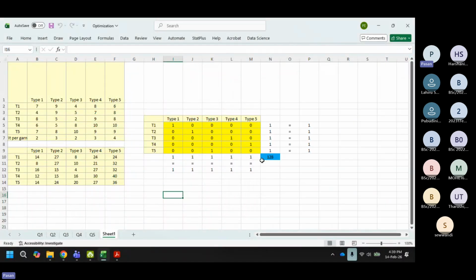So then I can see that in each row I'm getting a 1, and in each column I'm getting a 1. So that's indicating we are assigning each type to each tailor. And so that's the idea that we can see. So the maximum profit we can get is 128.